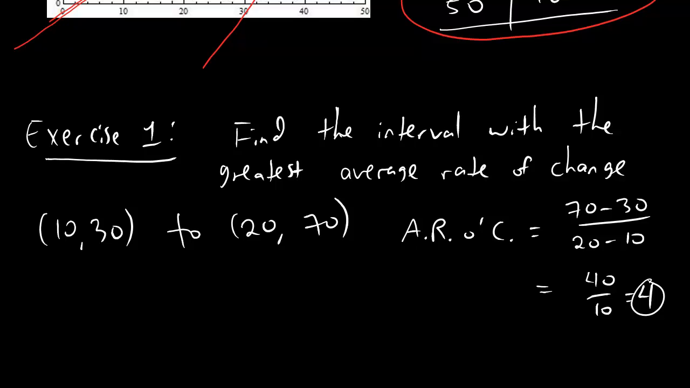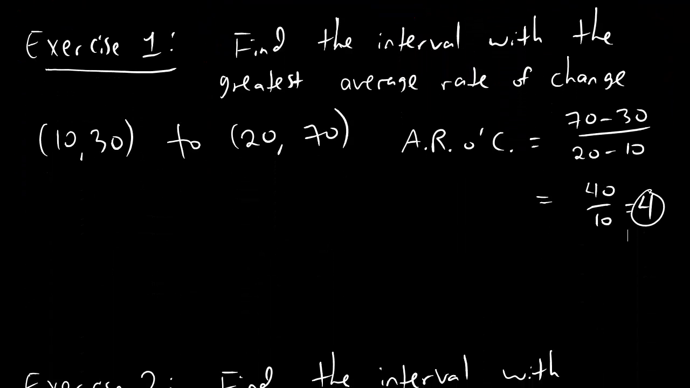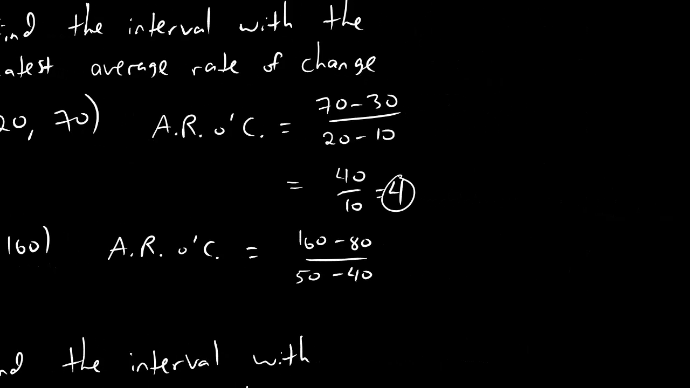All right. And now let's do the other interval we looked at, 40, 80 to 50, 160. So we're looking at (40, 80) to (50, 160). And we get average rate of change equals, same deal, y2 minus y1 over x2 minus x1. And let's scooch off to the right a little bit here. This ends up being 80 over 10, which is 8. And 8 is totally bigger than 4, so this is the guy that we like. This is the interval with the biggest average rate of change.